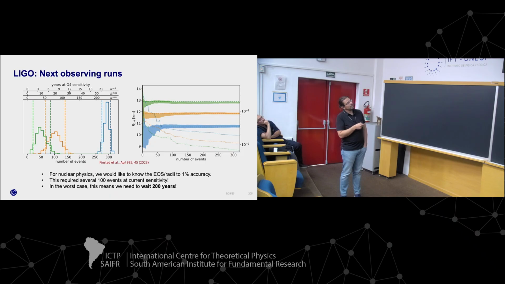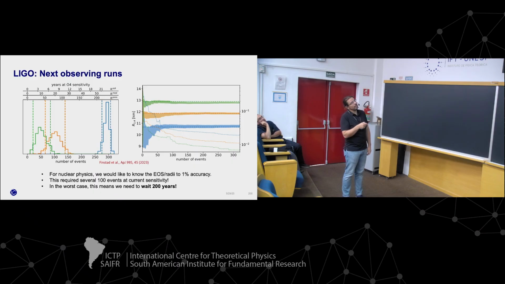And so here you see the number of events to get to a certain accuracy. I think it was 1% or 2% or something like this. So depending on the equation, if you have a large radius, obviously we need fewer events because 1% uncertainty is a larger number, right? So the absolute change of radius is larger at 13 kilometers versus 10 kilometers. So if we wanted to measure the low radius equation of state to the same accuracy, we need 300 events.